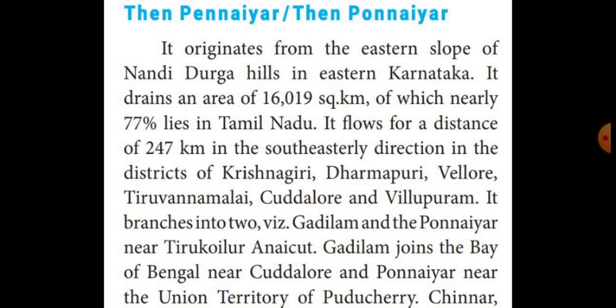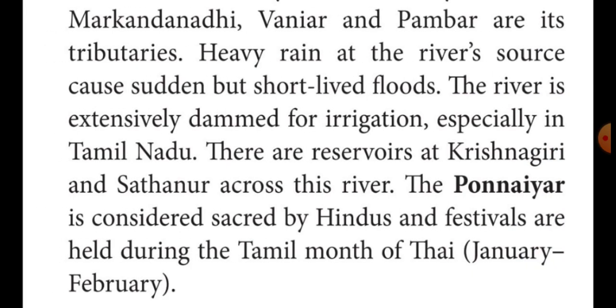This river flows in Tamil Nadu for a distance of 247 kilometers, and it flows through districts such as Krishnagiri, Dharmapuri, Vellore, Tiruvannamalai, Cuddalore and Viluppuram. This river has two branches, Kadilam and Ponniyar, near Tirukkoilur Anaikkattu.